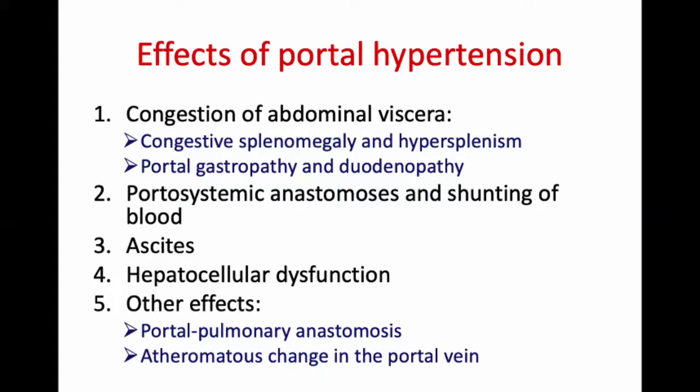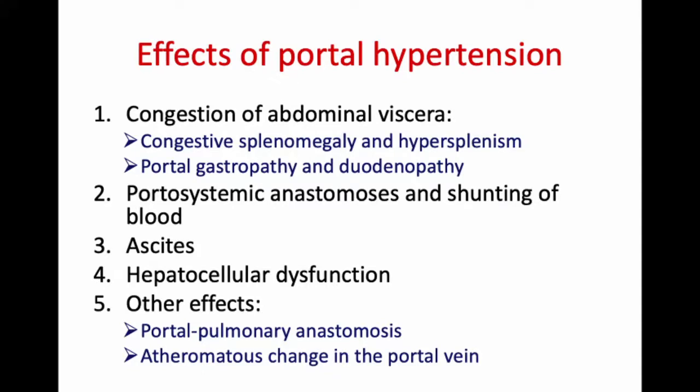First is congestion of abdominal viscera. Congestion means blood is dammed up or collected up due to the obstruction, giving rise to passive hyperemia. You would have to study that in pathology. And this congestion gives rise to congestive splenomegaly and hypersplenism, and portal gastropathy and duodenopathy.